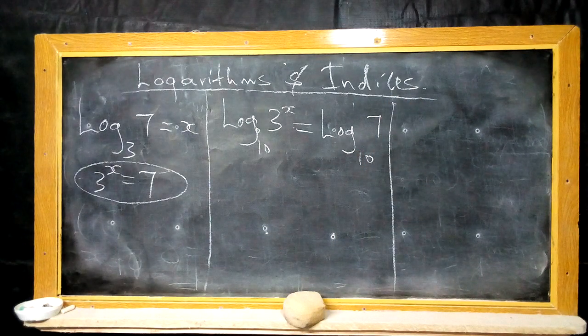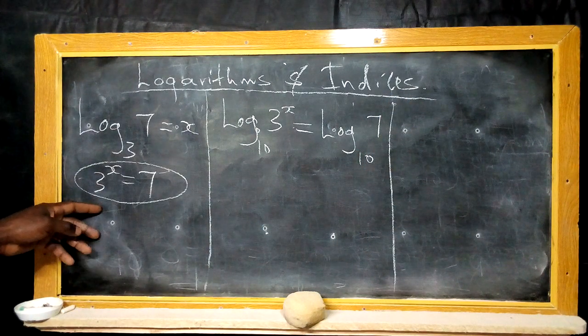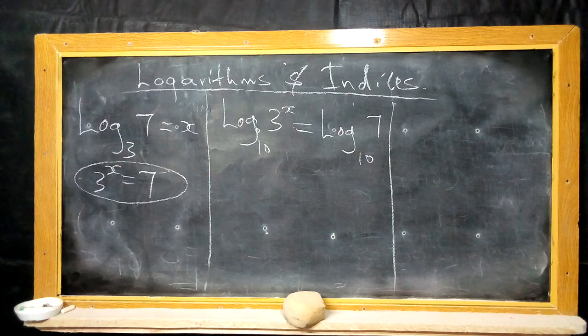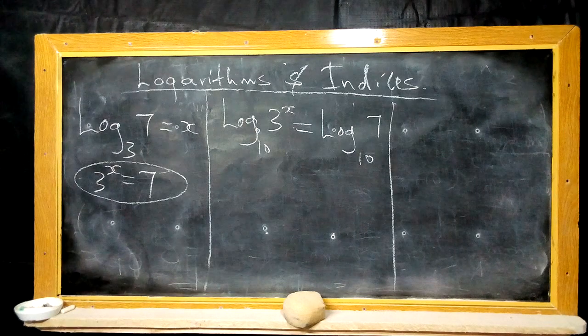So this is another way of trying to rewrite an expression that we have been given, which is not log to base 10, of course. And this one, we have written it as log to base 10 of 3 raised to power x is equal to log to base 10 of 7. So again, we can try to look at this.